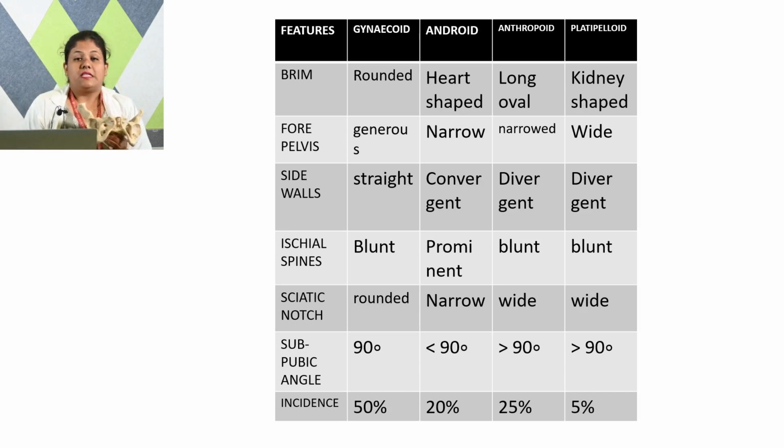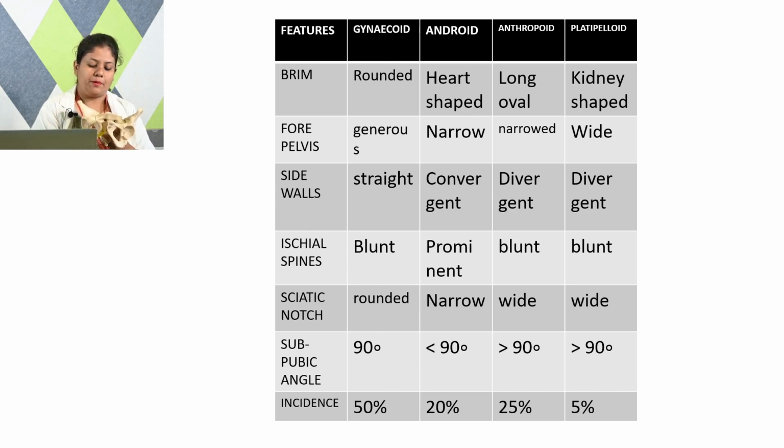Then the sciatic notches. So these are the sciatic notches. Regarding the sciatic notches, they have said that in the gynecoid pelvis it is rounded in shape. In the android pelvis they have said it is narrower, and in the anthropoid they have said it is wide, as well as in the platypelloid.